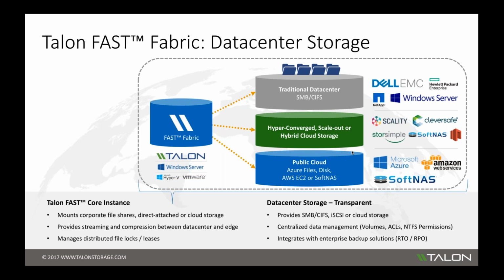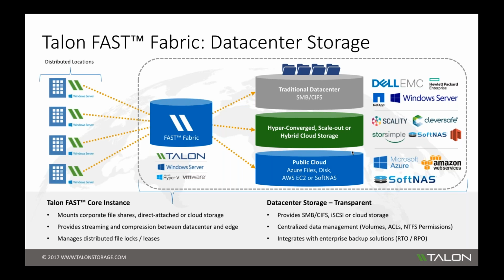The core also provides for streaming and compression between the data center and the edge locations, in this case the distributed locations on the left-hand side, which ensures optimal, high performance and eliminates some of the constraints around high latency and low bandwidth.